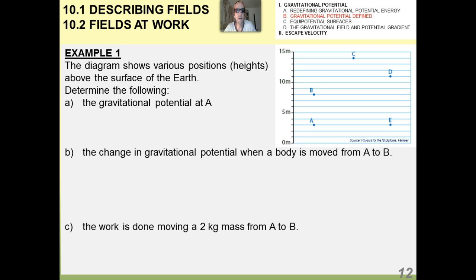Okay, so the diagram is showing various position heights above the surface of the Earth. Determine the following. The gravitational potential at A. Well, you see A is one of the low values, C is the highest. The gravitational potential at A, meaning if I were to place a mass at point A, how much energy per unit mass would that mass have at that height, which looks to me to be what, 3 meters?